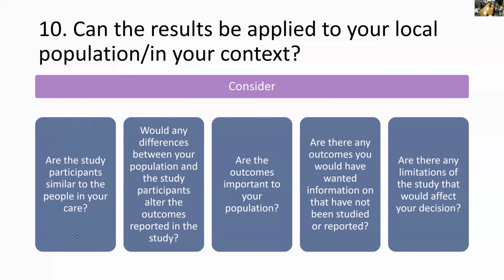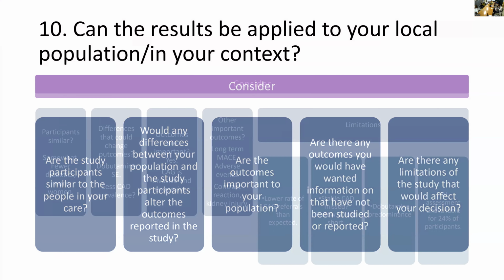Then, so we saw that they've not spoken much about harms. They've given some data about errors of the AI. The question is whether these results help locally and whether these participants are similar to our POC participants, if there are any differences, do these affect our outcome interpretation, whether the outcomes that they looked at are important for us, and any other outcomes that we would have liked to know, and any limitations of the study.